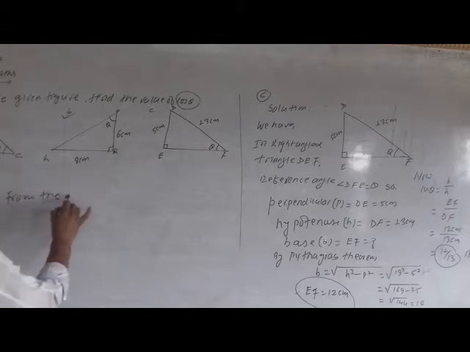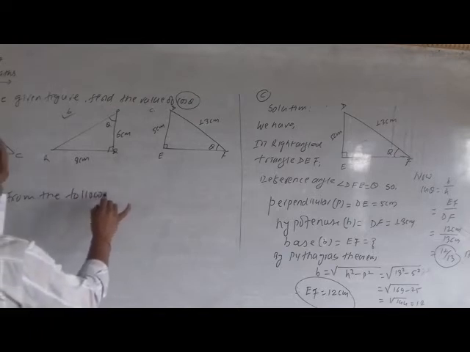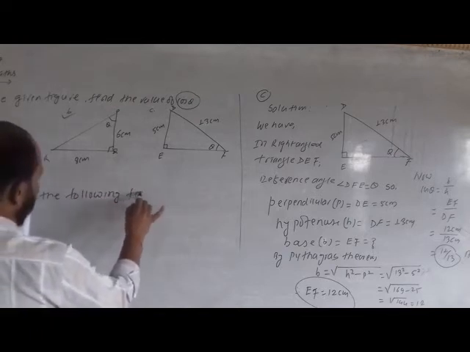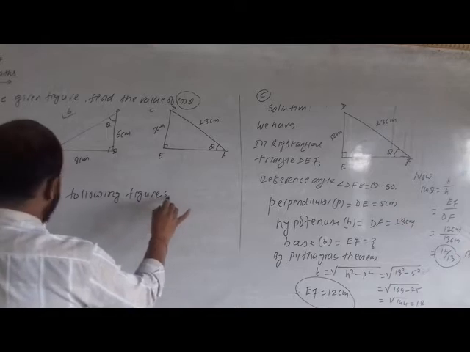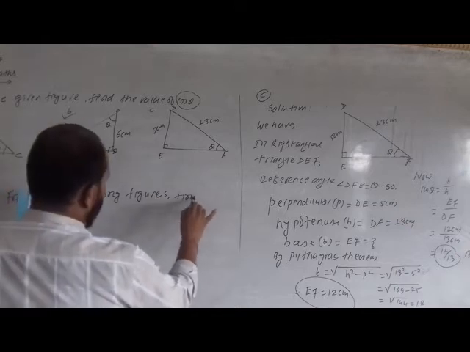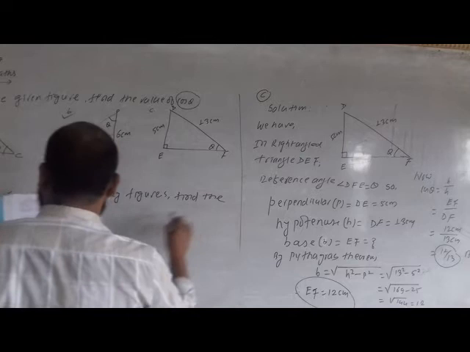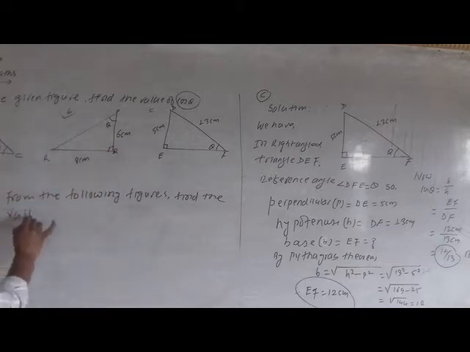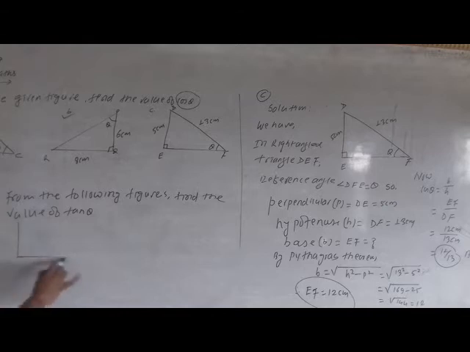From the following figures, find the value of tan theta. Now look here. Here this is A, B and C.